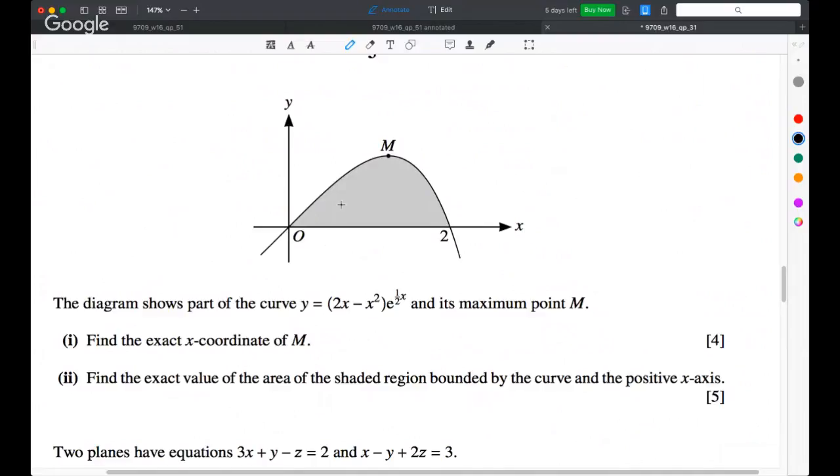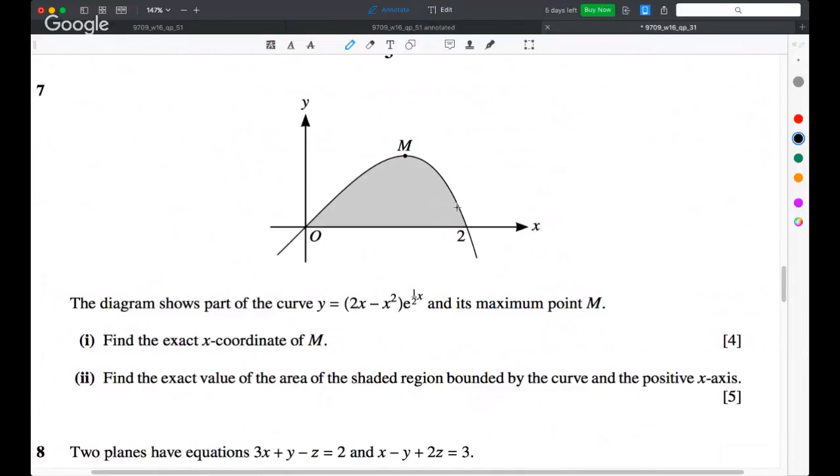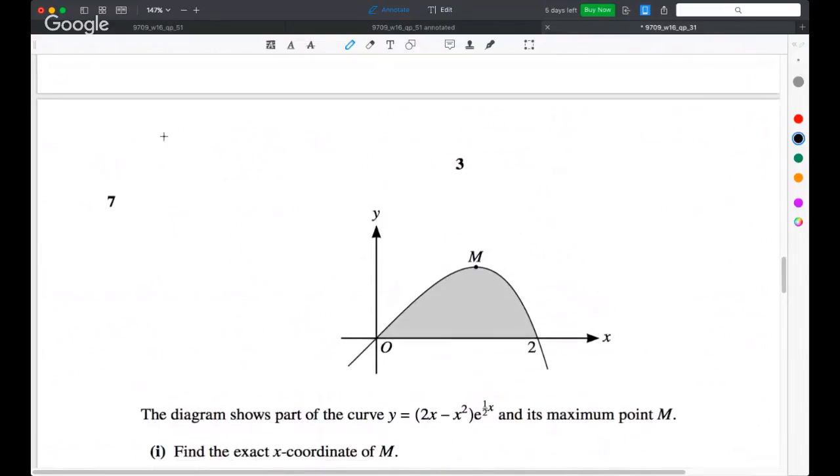So we're given this curve, and they want us to find, firstly, the x-coordinate of this maximum. Well, we know how to find a maximum. We differentiate. So dy/dx is, remember, product rule, 2 minus 2x, differentiating the first function, and then leaving the second function alone, e to the 1/2 x, plus, let's differentiate this one instead, 1/2 e to the 1/2 x times, and leave the other one alone, 2x minus x squared.